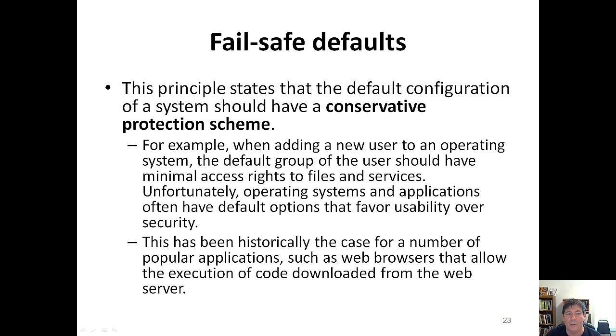Fail-safe defaults. This principle states that the default configuration of a system should have a conservative protection scheme. For example, when adding a new user to an operating system, the default group of the users should have minimal access rights to files and services. Unfortunately, operating systems and applications often have default options that favor usability over security. This has been historically the case for a number of popular applications, such as web browsers that allow the execution of code downloaded from the internet on a web server.